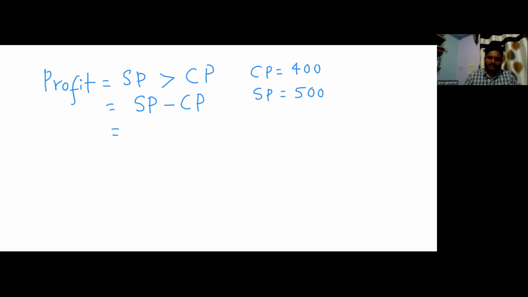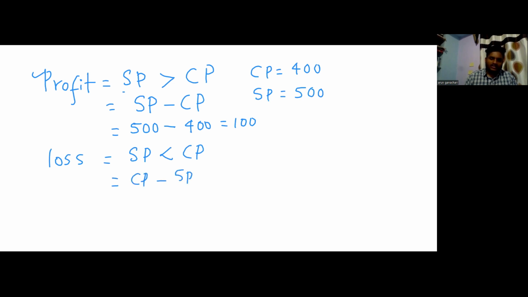SP minus CP, matlab SP was 500, cost price was 400. So my profit was 100. Understanding this? Whenever selling price is more than cost price, we call it profit. And vice versa, whenever selling price is less than cost price, or for that matter, cost price minus selling price is your loss. I think you can understand this.